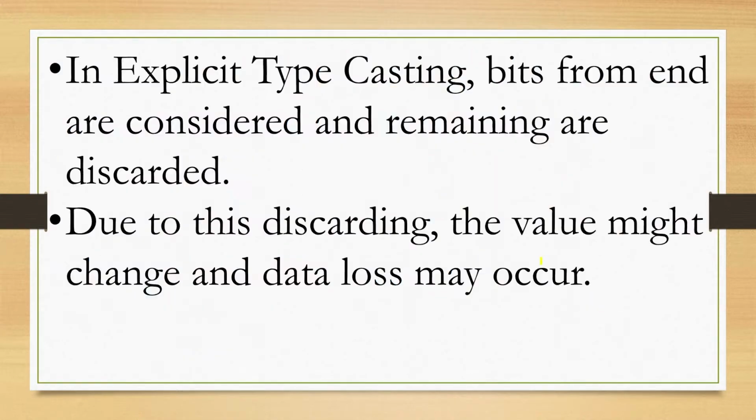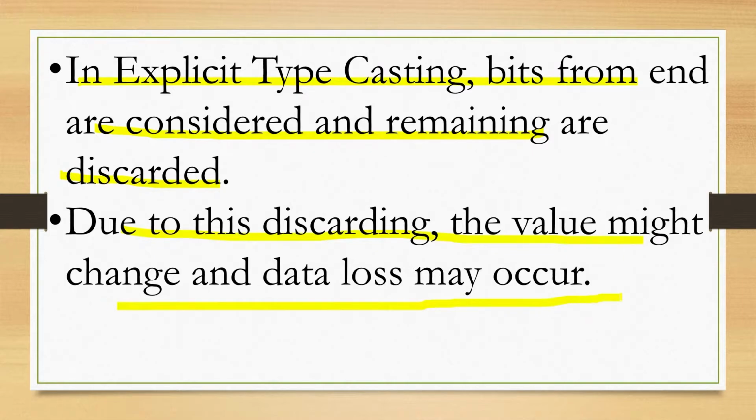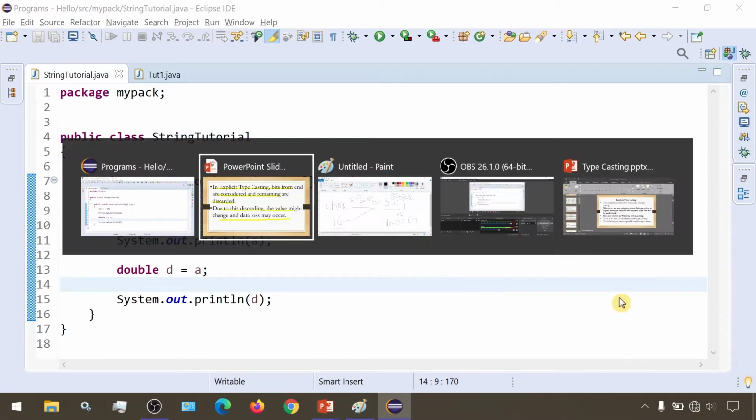So let's see. In explicit typecasting, bits from the end are considered and the remaining bits are discarded. And due to this discarding, the value might change and data loss may occur. So let's see what happens.